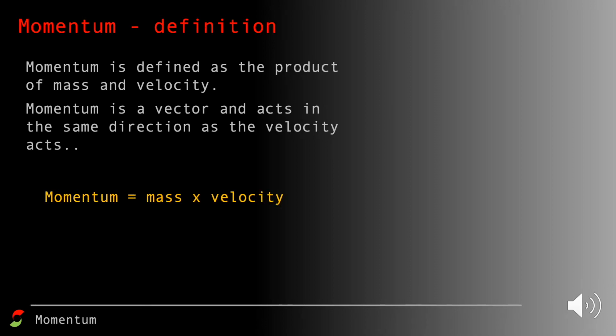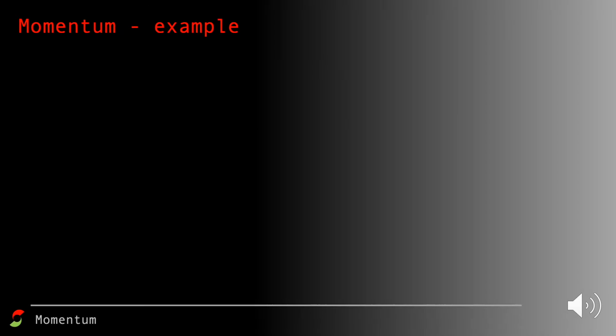From that definition, you can clearly see that because it's the product of mass and velocity, momentum is calculated by just multiplying mass and velocity together. Mass should be in kilograms and velocity should be in meters per second while you're doing this, and that will give you momentum in kilograms meters per second. So let's have a look at a straightforward example.